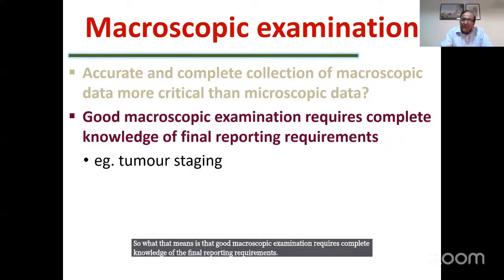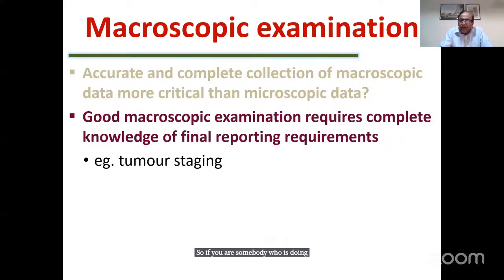So if you're somebody who is doing macroscopy and is not aware of what the final report looks like and what is required, then it's very, very difficult to do a good macroscopic examination. So let me give you an example.